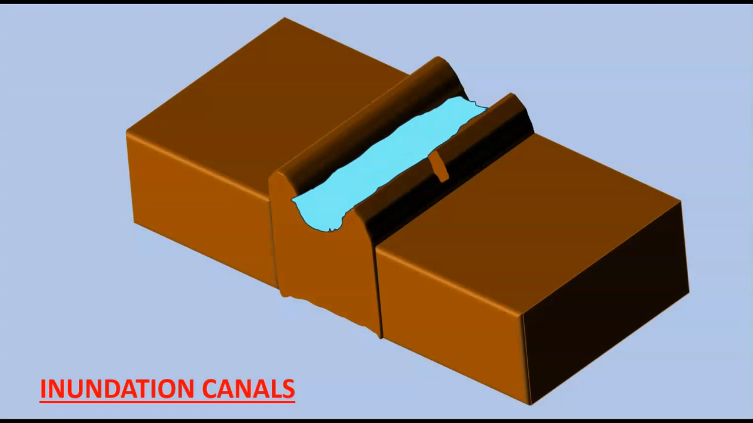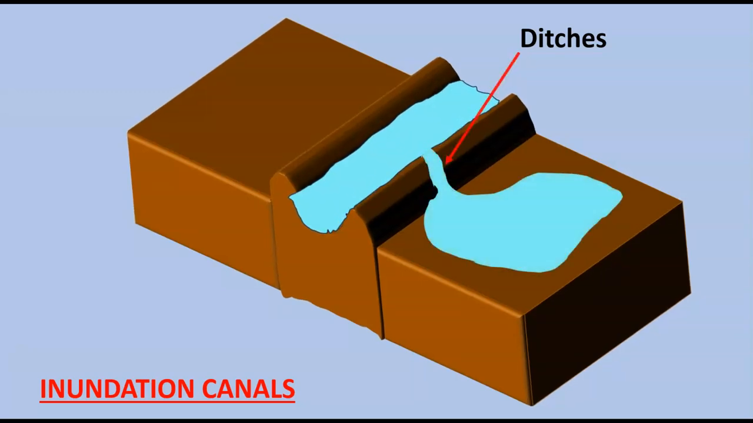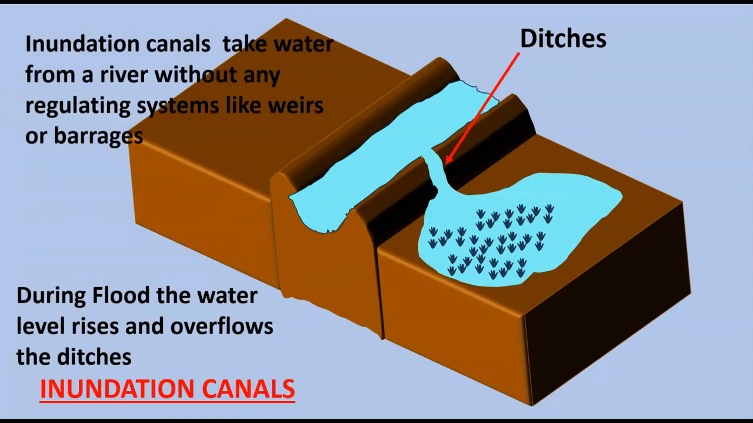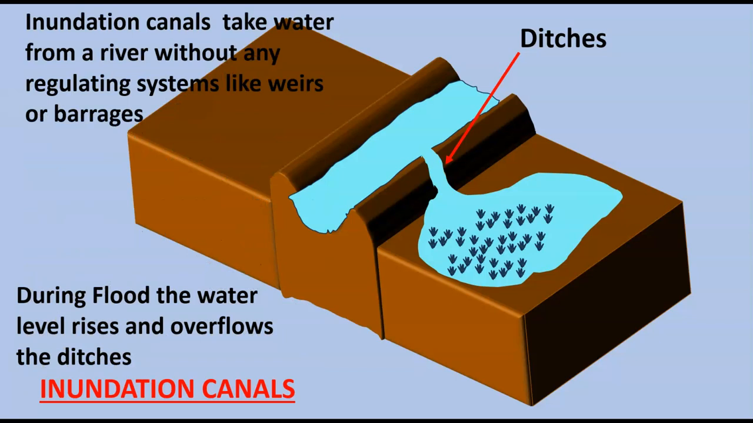Now what is inundation canals? You can see the ditches are made on the sides or on the banks of the river. So during flood, the water level rises and overflows the ditches. Inundation canals take water from a river without any regulating systems like weirs or barrage.